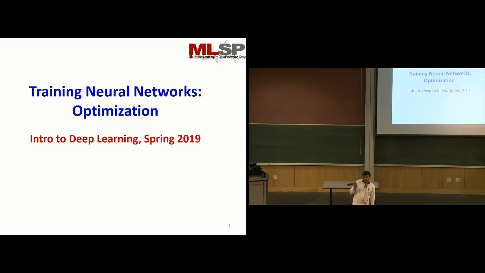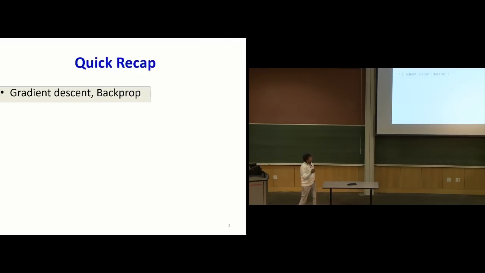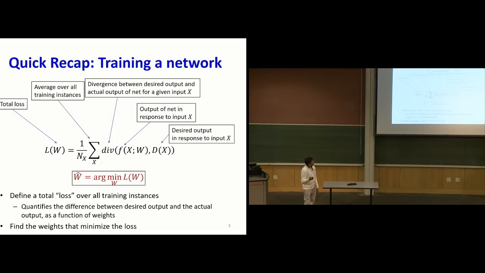Right? So getting on with the topic, what we've seen so far, a quick recap, is that when we train a neural network, we define an objective function of this kind. The objective function is based on a number of training instances.